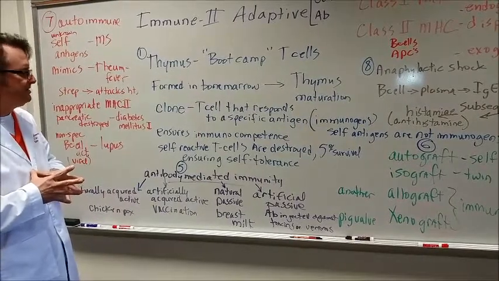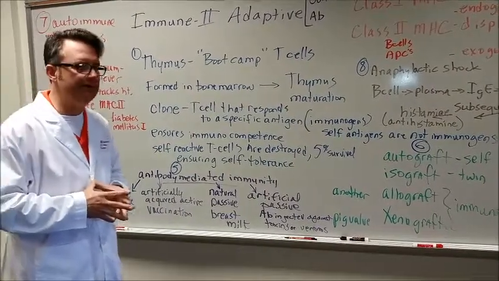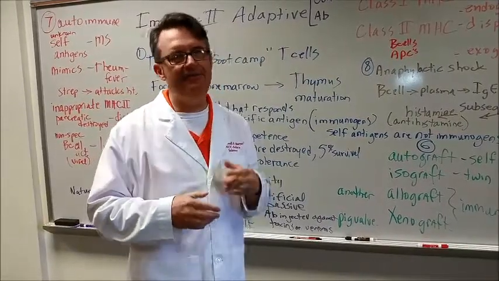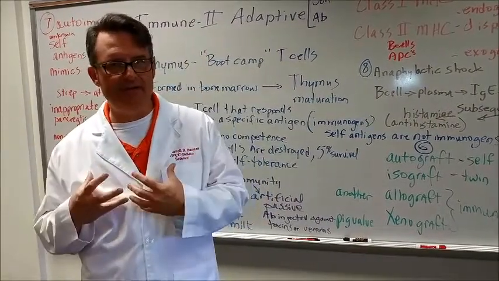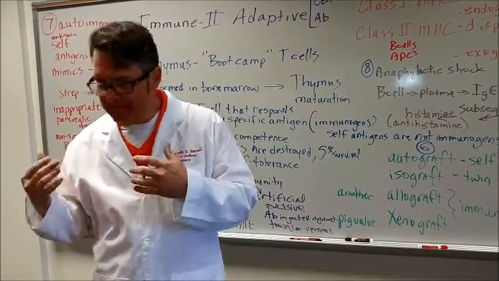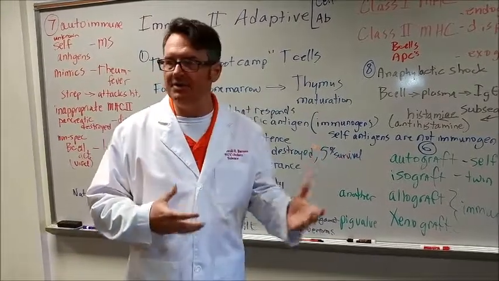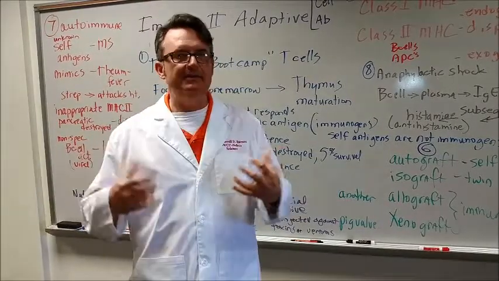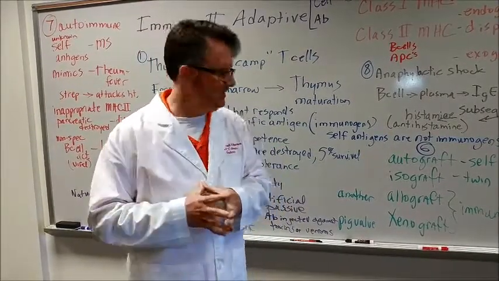Self-reactive T cells are destroyed, ensuring self-tolerance with only a 5% survival rate. 95% of the cells processed through the thymus can't properly recognize an antigen, or when they do recognize something, they recognize me, and so the body destroys those cells.